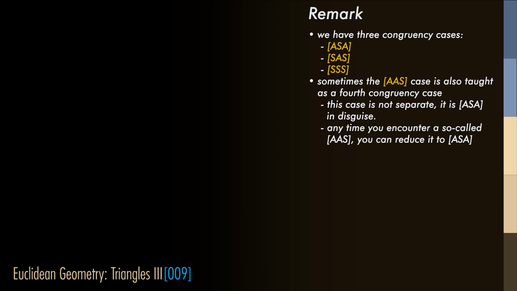In future lessons, we will note that a seemingly fourth case of congruency called AAS, angle, angle, side, or a side, an adjacent angle and an opposing angle, exists. But this actually is not separate from the ASA case, because it is the ASA case in disguise. But the discussion of this case will have to wait until we have seen the proposition that gives us the sum of the interior angles in a triangle.